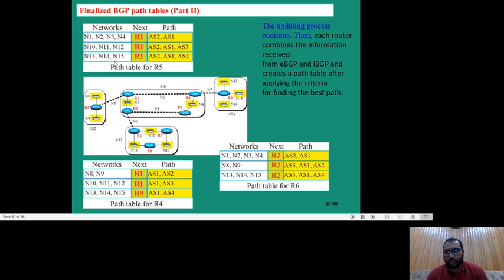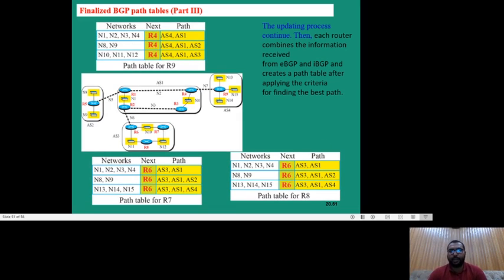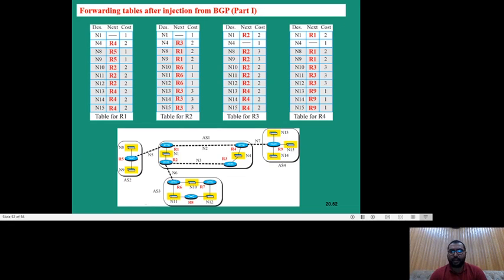Similarly, if any node in network 8 wants to communicate with N12, any node in N12, it has to go through R1, and again three autonomous systems will be involved: autonomous system 2, autonomous system 1, and now autonomous system 3. So that is how the BGP path tables are updated. You can see it for R9, R7, and R8.